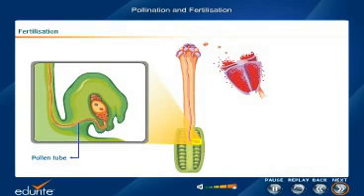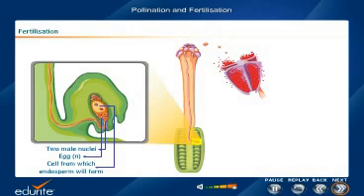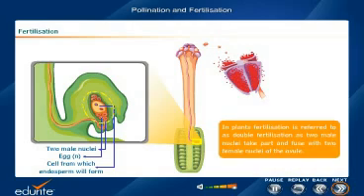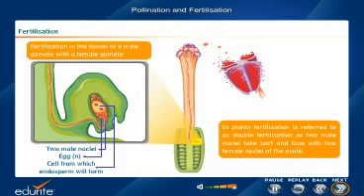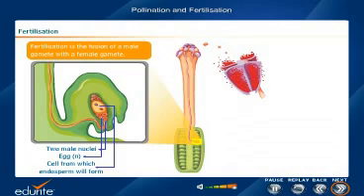The pollen tube enters the ovule and releases the male cells formed from the generative nucleus. One of these nuclei fuses with the egg cell and the other fuses with the secondary nucleus. This process is called fertilization. In plants, it is referred to as double fertilization, as two male nuclei take part and fuse with two female nuclei of the ovule.